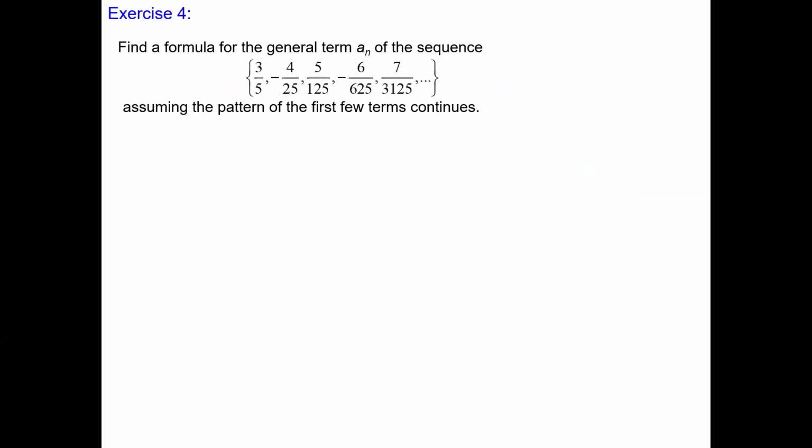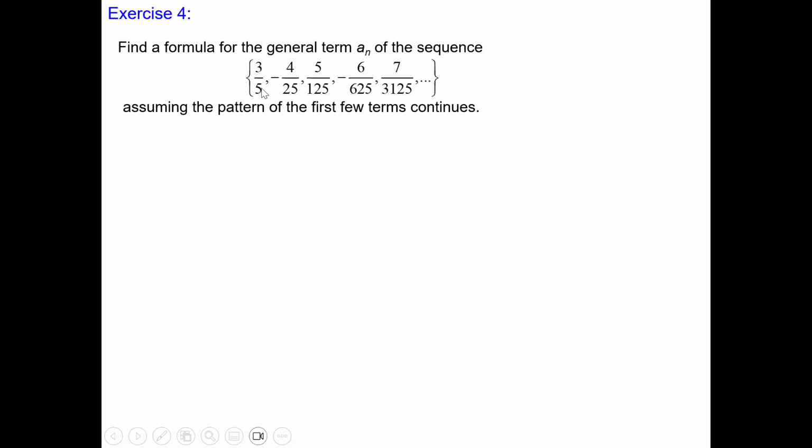Okay, another example. Maybe this one I can leave for you. You can pause the video or you can check the notes later. Find the formula for the general term and let's see what we have. Oh, maybe now let's do it together. The next one I will leave for you, and then later you will check the notes.